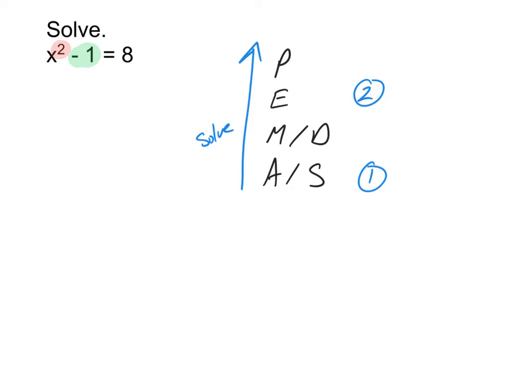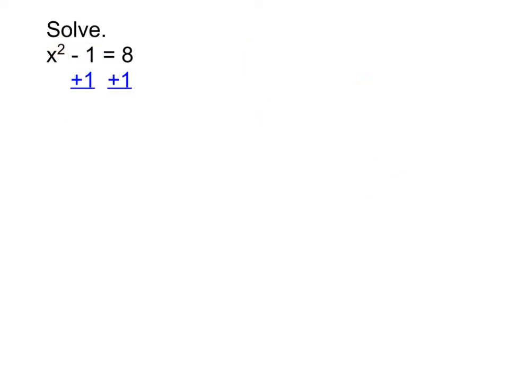So first up, the addition and subtraction that I need to get rid of is this minus 1. The opposite of subtracting 1 is adding 1. So we're going to add 1 to both sides of our equation, which then just leaves us with x squared equals 9. Now I can get rid of the exponent. Now the opposite of squaring something is square rooting it. So I'm going to take the square root of both sides of this equation.